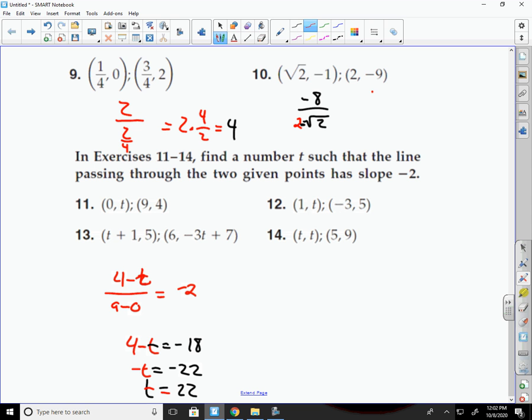Number 12. 5 minus t over negative 3 minus 1. That's negative 4. Equal to negative 2. Multiply both sides by 4. Get 5 minus t equals 8. Subtract the 5. Negative t equals 3. T equals negative 3.